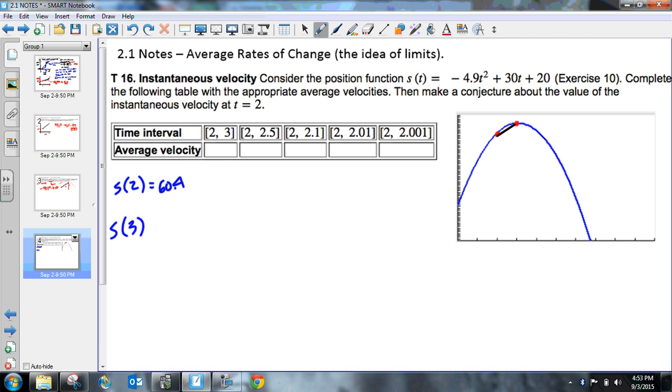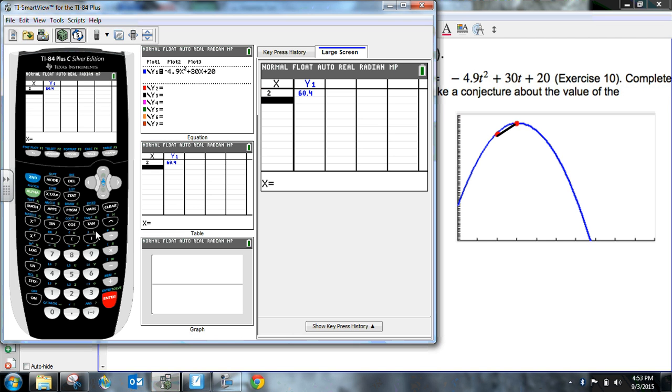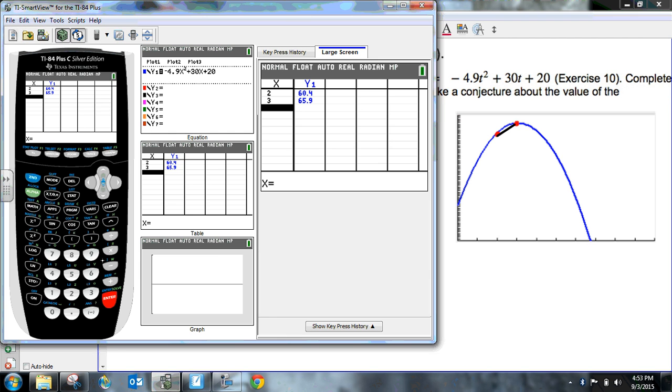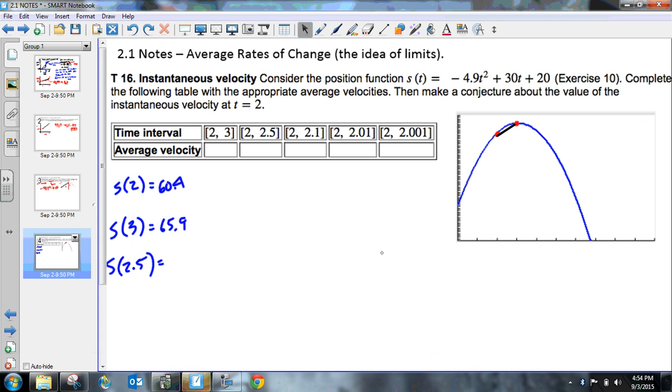I'm going to find s of 3 real quick. And I'll show you what I'm doing here. I'm kind of trying to get all this done. Okay, that gives me 65.9. So this is 65.9, okay? And then let me find s of 2.5. Let me plug that in and see what we get. So we plug in 2.5, and we get 64.375. All right, 64.375. And then let's find s of 2.1.